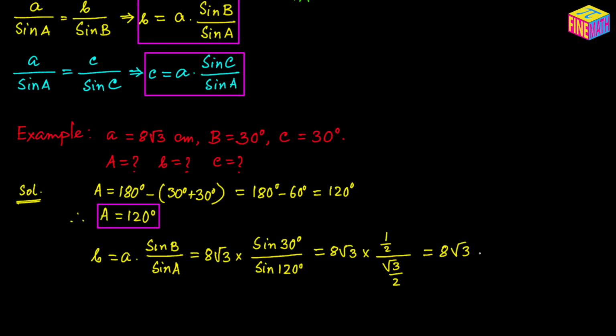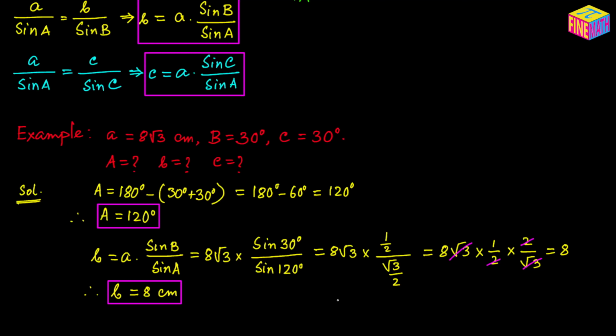So this is 8 times square root of 3 times 1/2 times 2 over square root of 3. And if we simplify this, you see that the 2 and 2 will cancel out each other. This square root of 3 and this square root of 3 will also cancel each other. So ultimately we will be left with just 8. So we have found that b is equal to 8. That means b is actually equal to 8 centimeters, because here we are using centimeters as the unit. So you have to say the side length b is equal to 8 centimeters.